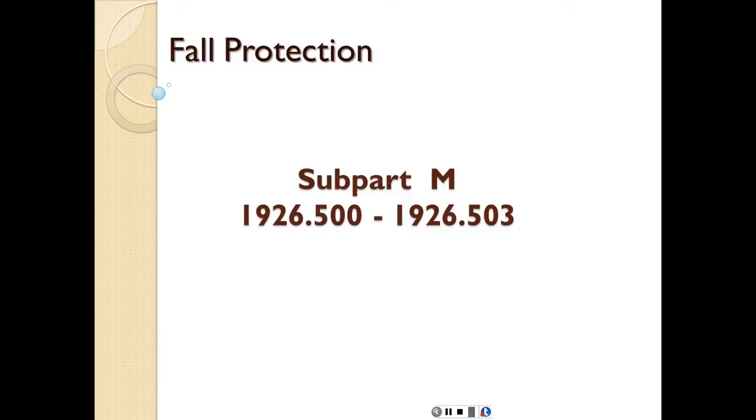So we have initially talked about caught in between, and that can be something related to excavation, for example, cave-ins of trenches and things like that. So today we're going to talk about fall protection, which is Subpart M of our code.